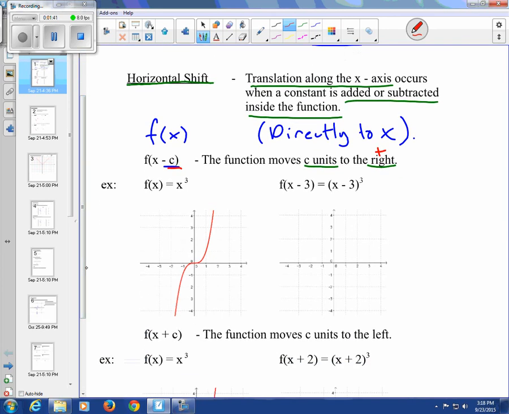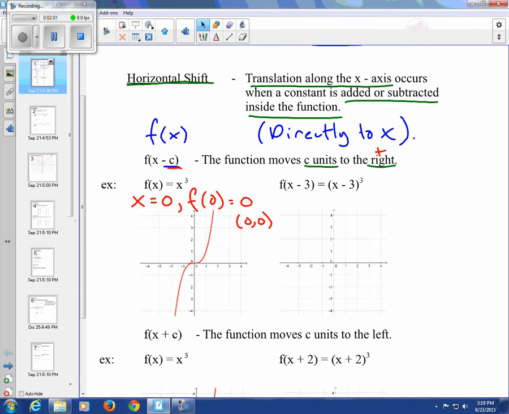So in our example, we've got f of x as x cubed, and we are looking at what happens when we subtract 3 inside the function directly from the x. Let's say we've got the x value of 0. When we plug that into our function, we're going to get 0 cubed or 0, which tells us that 0, 0 is an ordered pair on the graph of our cube. For the x value of 0, we get the function value of 0.